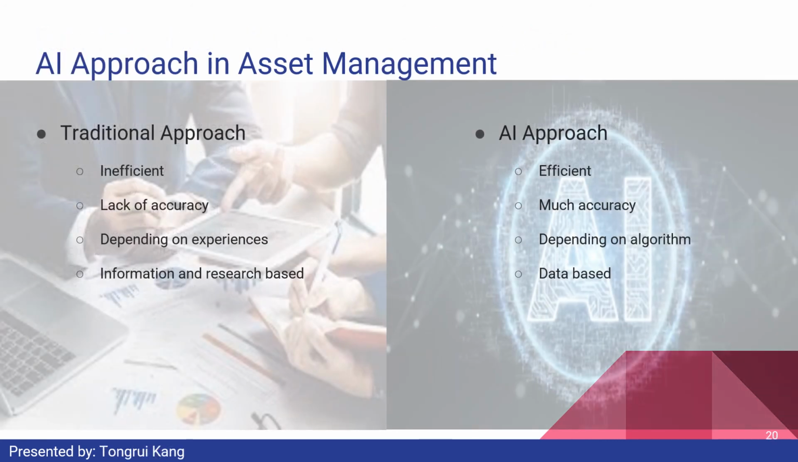Another commonly used approach in asset management is known as the AI approach. Compared to traditional asset management, which is inefficient, lacks accuracy, depends highly on experts' personal experience, and requires a huge amount of information and research inspection, the AI approach is efficient and much more accurate. The AI approach is a technical approach. It is based on suitable algorithms, and it is data-based, which can be commonly used in a wide field of studies.